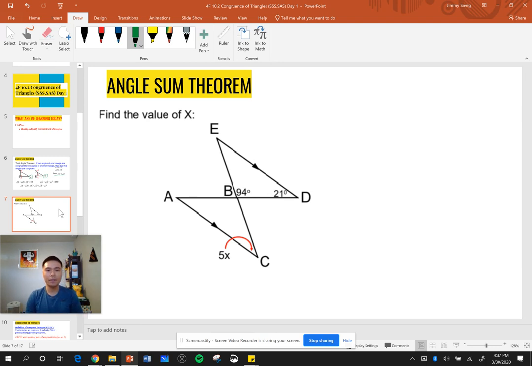Let's use some stuff that we learned yesterday. So I have here triangle EBD. Now let's say that's congruent to triangle, geez, I don't know what's going on with me today.